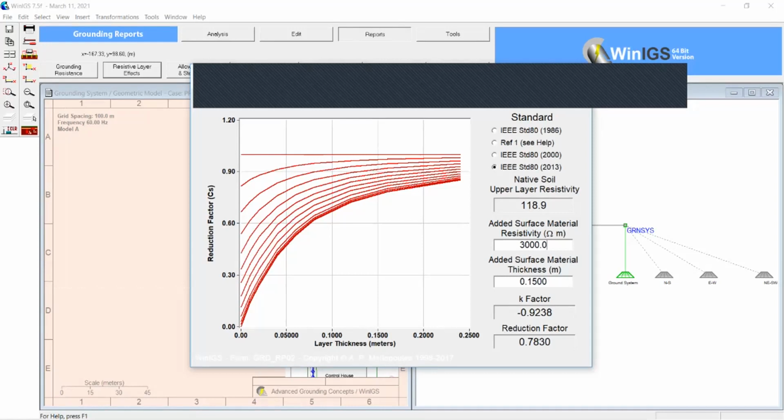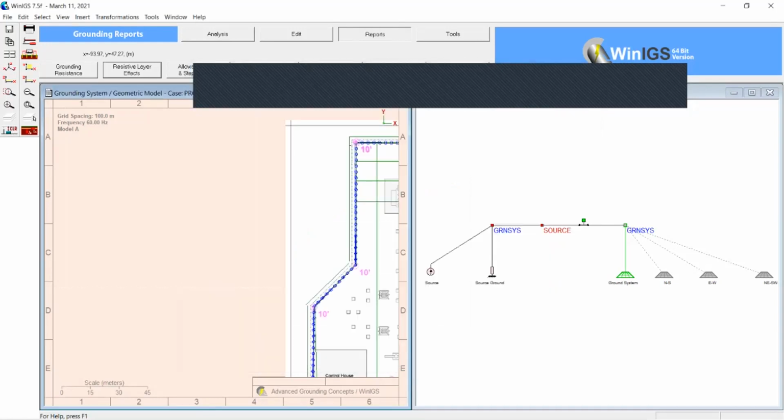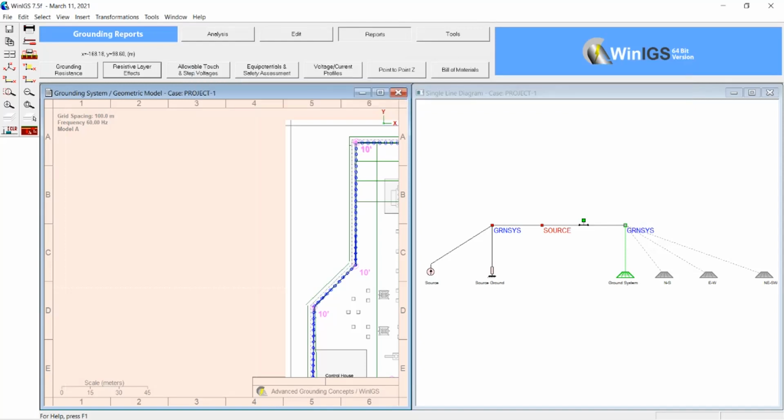So yeah, resistivity layer effect. That's right. These two numbers you have to change, and you have to copy it and save it. All right, when you are done, you just close it. Then the next button, allowable touch and step voltage. Depending on 3000, yes, change to 3000. That's right, 3000, and the thickness should be 0.15 meter.